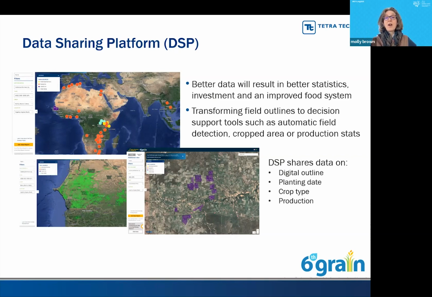So we are really hoping now, after we have gathered some data, to demonstrate the utility of having digital outlines, planting date, crop type, and production information across large areas, in order to result in high quality information for the agriculture system. And that is all I have.